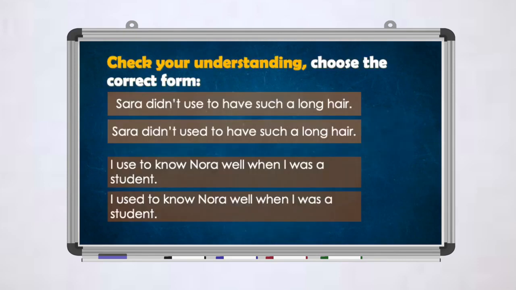Now, check your understanding. If I said, "Sarah didn't use to have such a long hair," and I said, "Sarah didn't used to have such a long hair," which one is the correct form? If I said, "I used to know Noura well when I was a student," or I said, "I use to know Noura well when I was a student," take a close look at those sentences and choose the right form. That's correct. The first one is correct. Sarah didn't use to have such a long hair. And the other one, I used to know Noura well when I was a student.